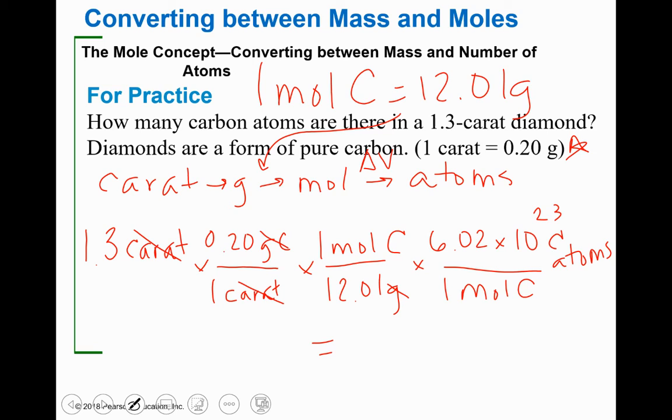Okay, then we'll do the math, and we get 1.3 times 0.2 divided by 12.01 times 6.02 times 10 to the 23rd. I don't know what happened there. 1.30, or actually just 1.3 times 10 to the 22nd carbon atoms.